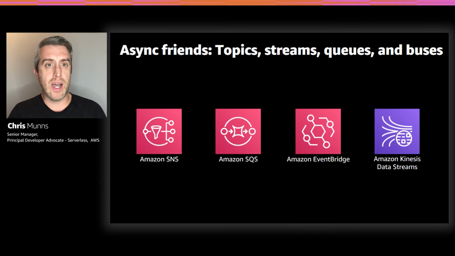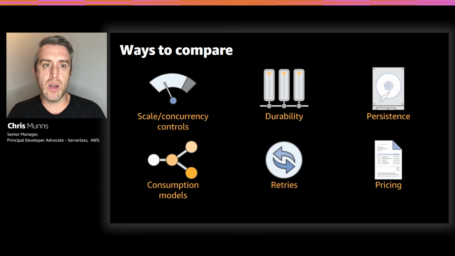Across these four options, SNS, SQS, EventBridge, and Kinesis, there are a number of different factors that you have to think about. That's far too much for us to go into in today's talk. But each of these options has different characteristics that can make it fit well for you. These are just a couple of the ways that you can think about comparing these, whether we talk about durability or persistence, how they handle retries and failure logic, and then, of course, cost. For some of these, the cost may not align with what you're trying to do.